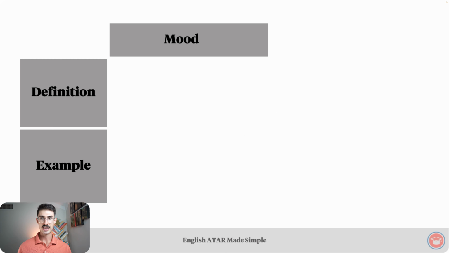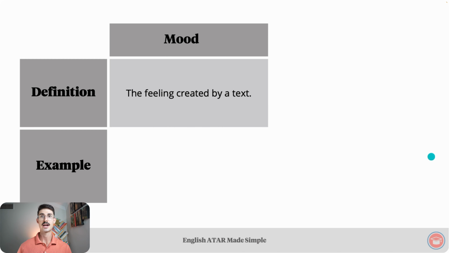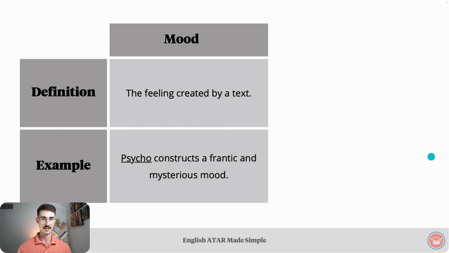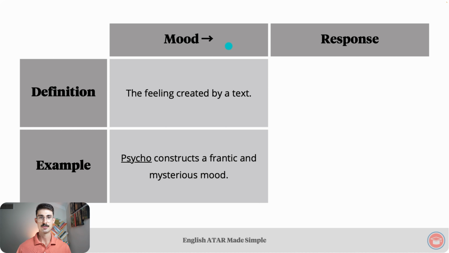We now know that the definition of mood is the feeling created by a text, and an example is Psycho constructs a frantic and mysterious mood. Note the use of two adjectives in that example. This little arrow in the table tells us that mood influences our response to a text.